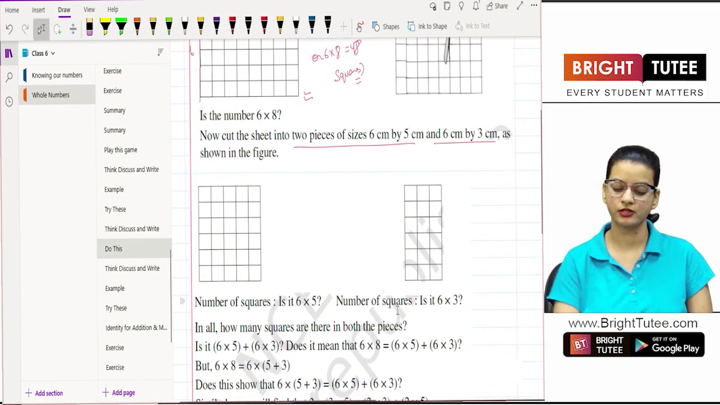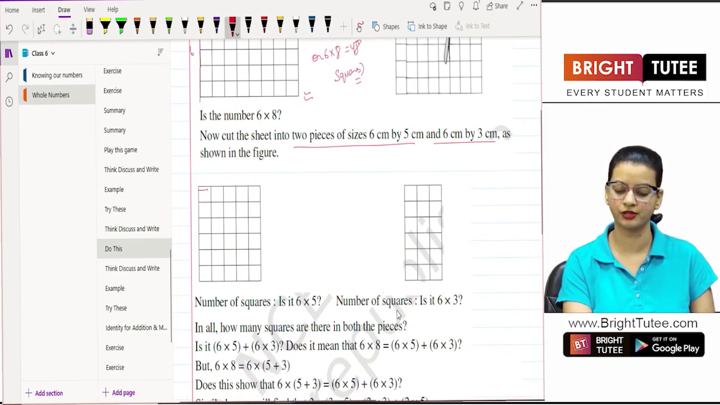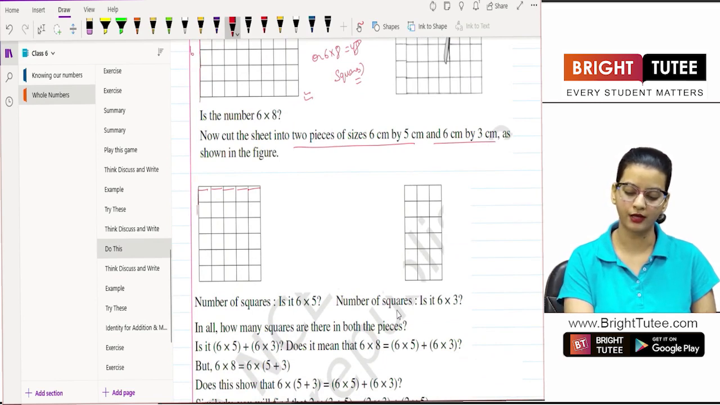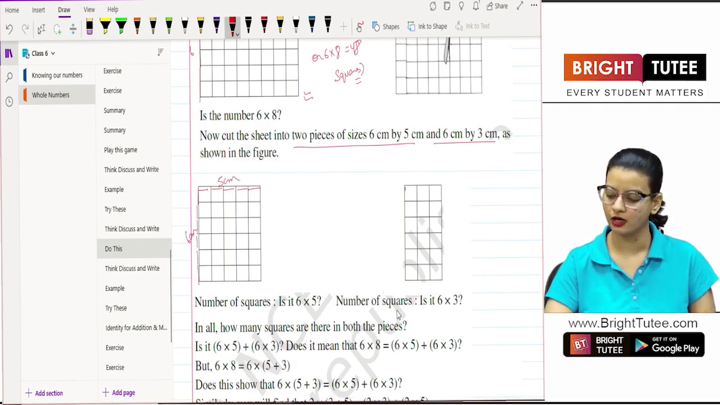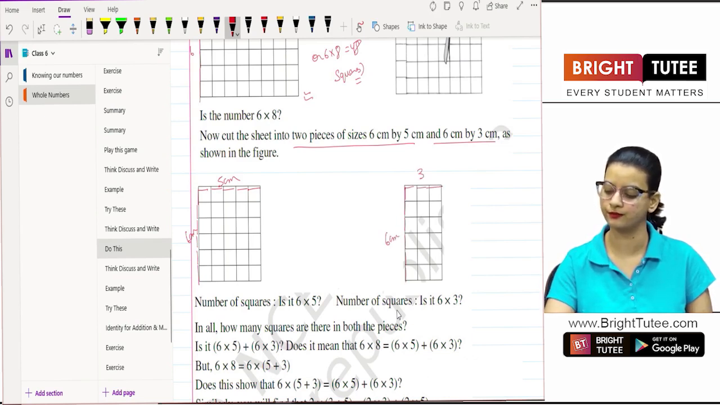centimeter. So this is 6 centimeter by 5 centimeter. This is 1, 2, 3, 4 and 5 squares, and this is 1, 2, 3, 4, 5 and 6. This is 6 centimeter and this is 5 centimeter, and this is 1, 2, 3, 4, 5 and 6. This is again 6 centimeter and this is 3 centimeter in width.